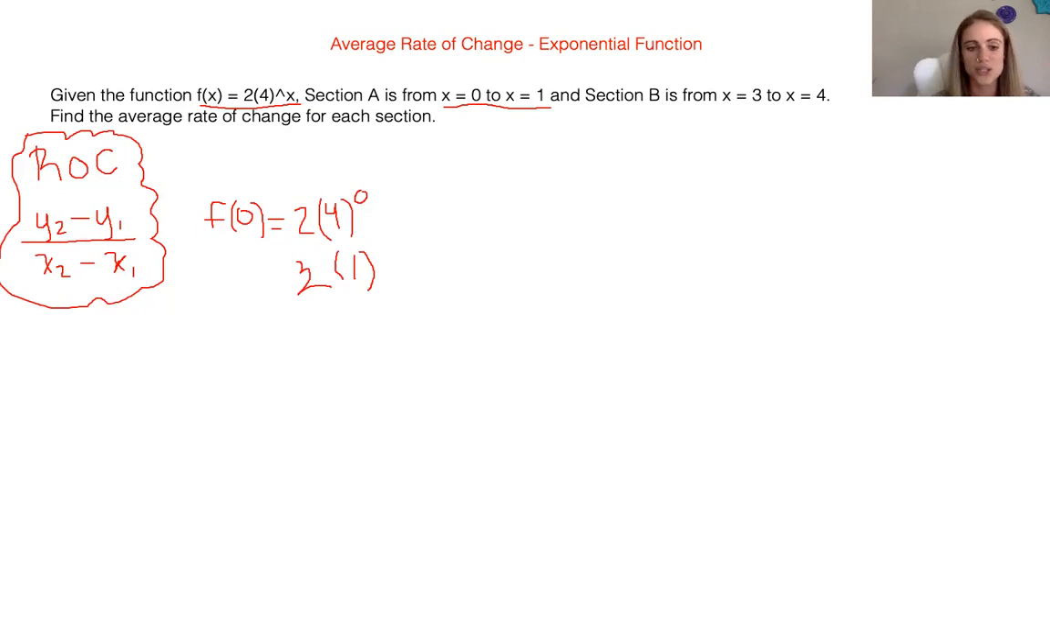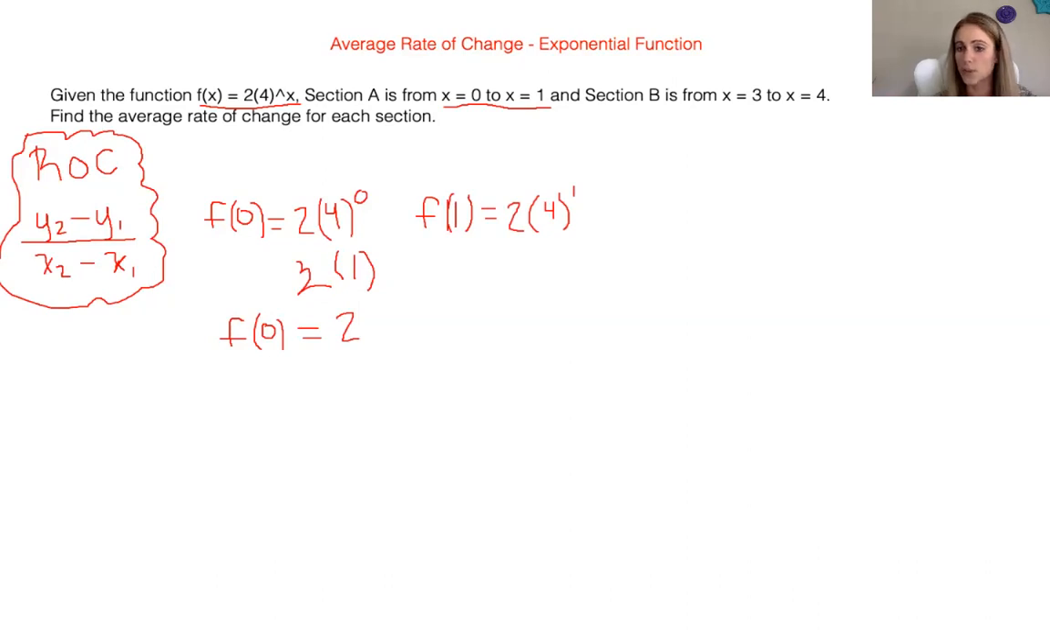Now we can multiply. 2 times 1 is 2. So f of 0 is equal to 2. So we have our x value 0 and our y value 2. We can do the same thing now to finish off section A for x is equal to 1. So once again, we'll substitute. So f of 1 is equal to 2 times 4 raised to the power of 1.